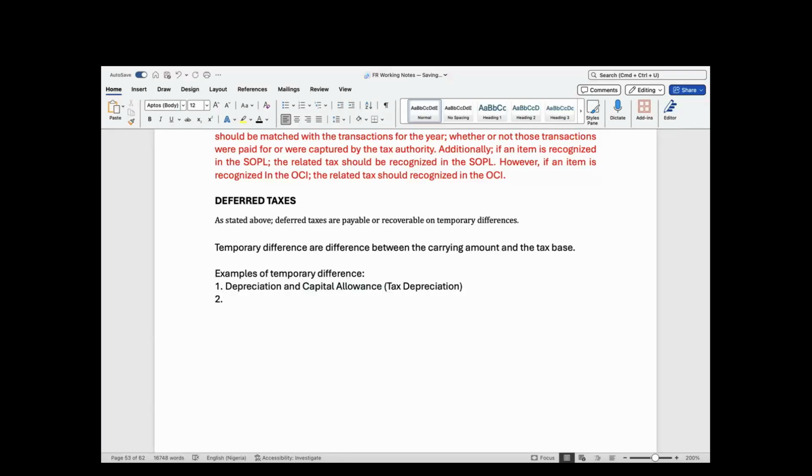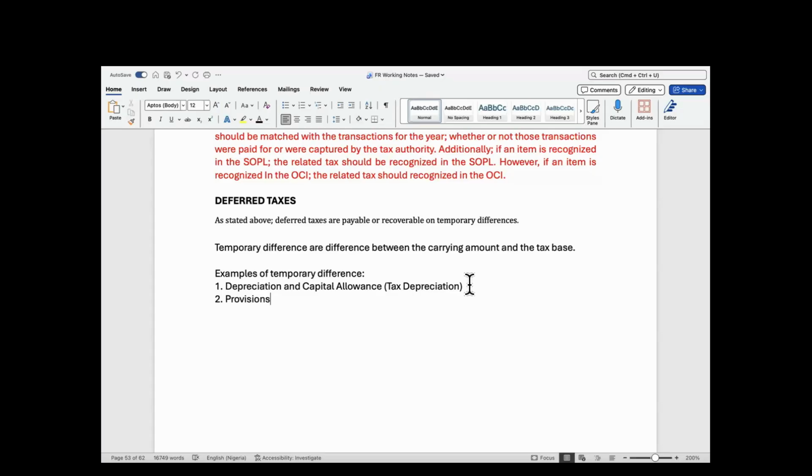Another example of temporary difference is when we have provisions. In this case, it could either be provisions for doubtful debts, or provisions for maybe warranties, or provisions for maybe director's fees, whatever provision that you're making in line with IAS 37.